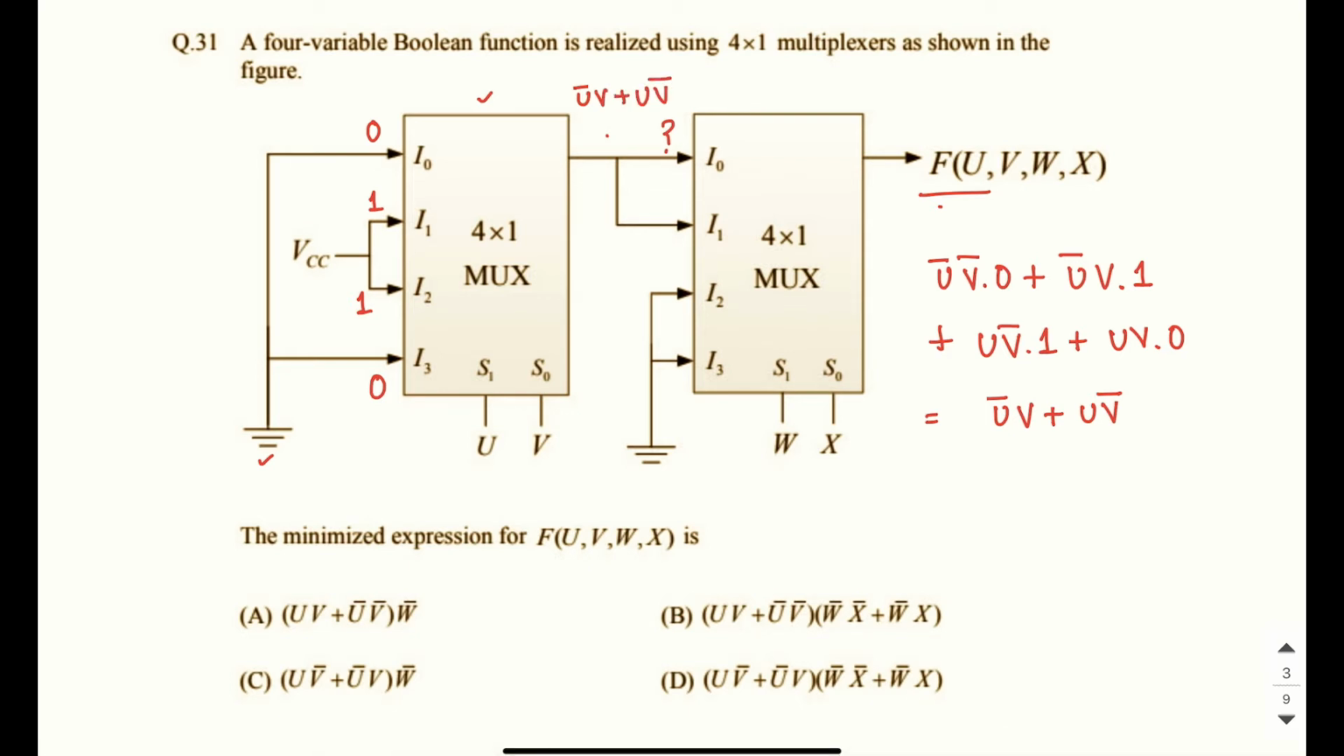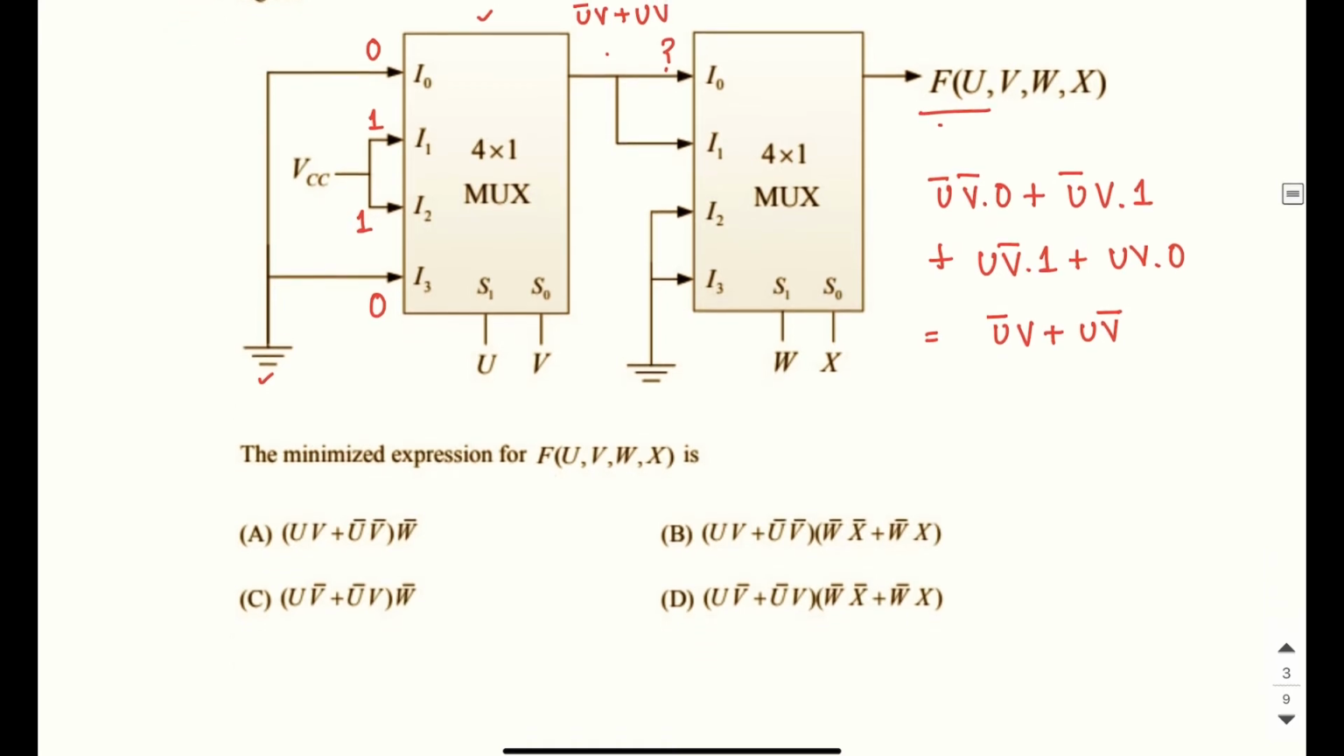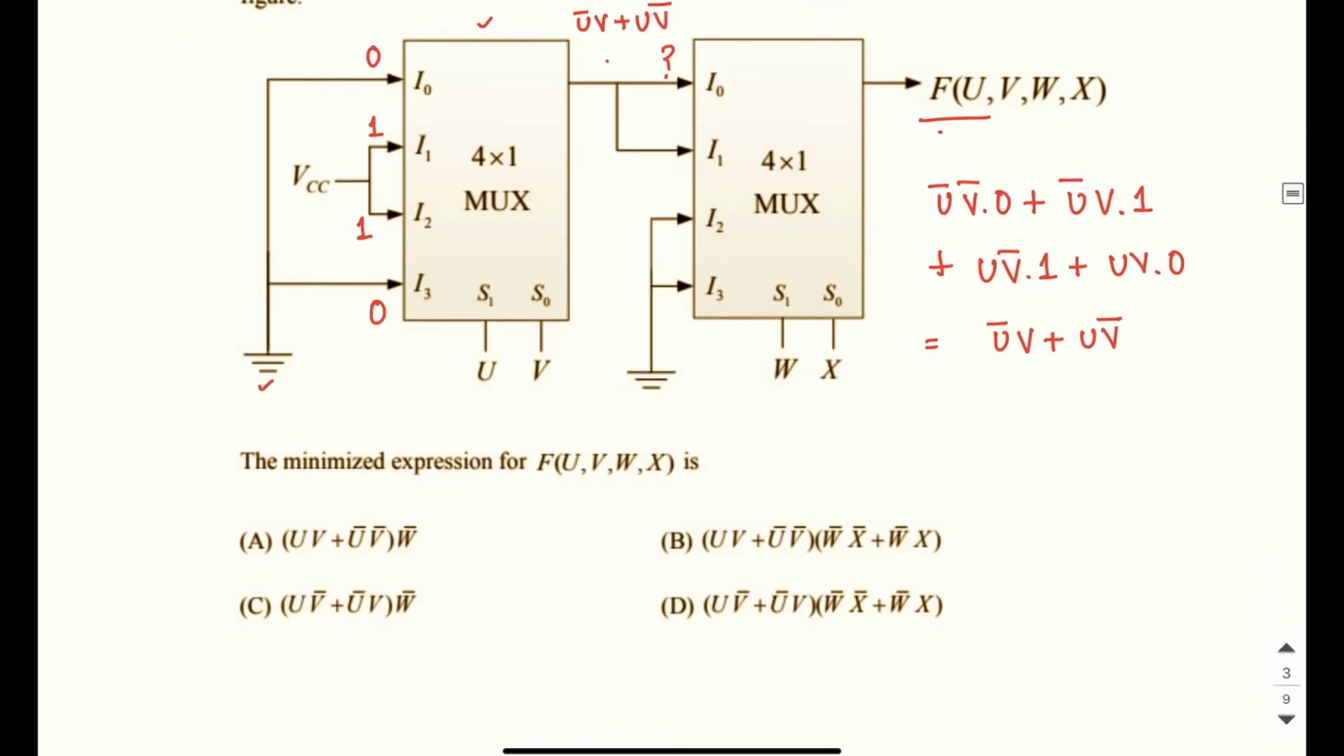Now let's work on the main multiplexer, that is F. So for this output F, we have F is equal to W bar X bar dot I naught.